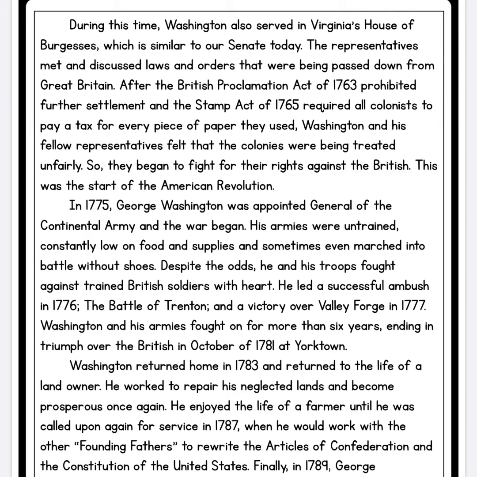His armies were untrained, constantly low on food and supplies, and sometimes even marched into battle without shoes. Despite the odds, he and his troops fought against trained British soldiers with heart. He led a successful ambush in 1776, the Battle of Trenton, and a victory over Valley Forge in 1777. Washington and his armies fought on for more than 6 years, ending in triumph over the British in October of 1781 at Yorktown. Washington returned home in 1783 and returned to the life of a landowner.